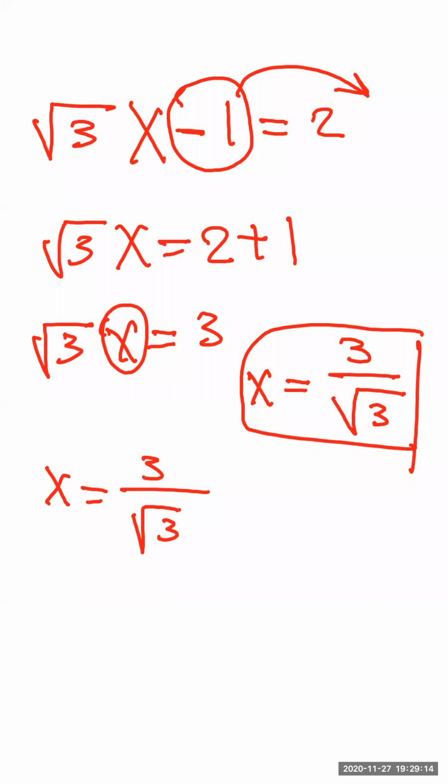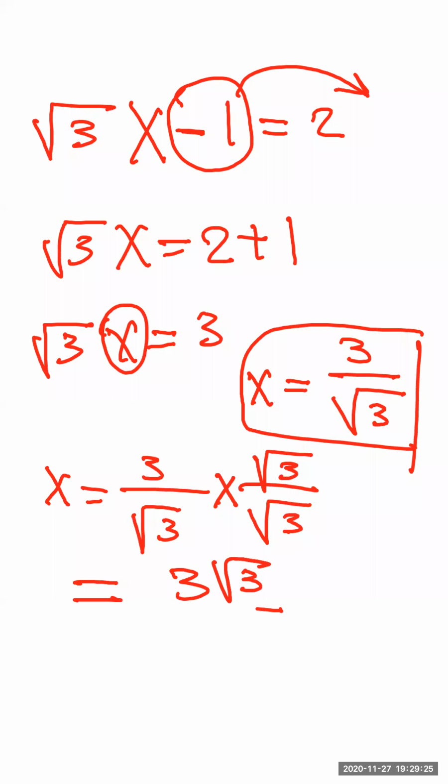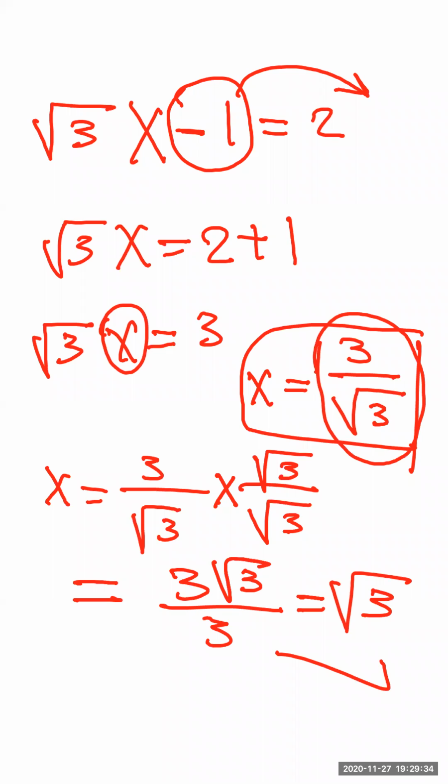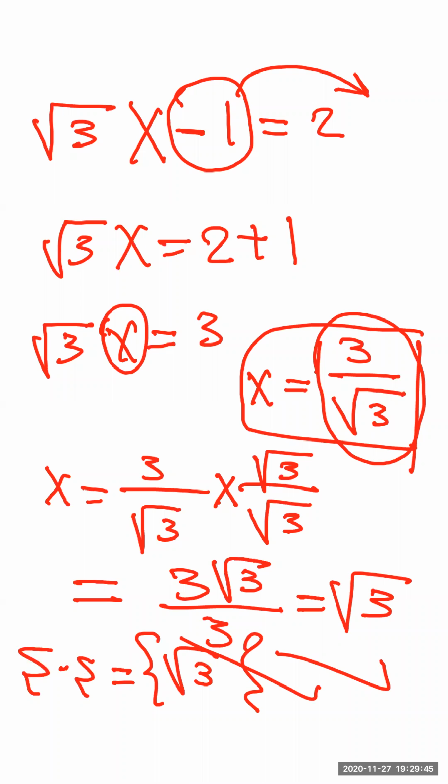Of course we can change it easily by multiplying this term by square root of 3 over square root of 3. So it will equal 3 square root of 3 over 3. This means square root of 3. That's it. Do we must simplify it? Of course. So now it's the square root of 3, and the solution set equals the square root of 3. Okay, finished the first part.